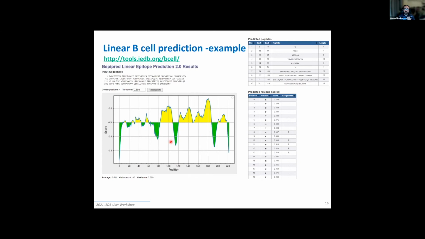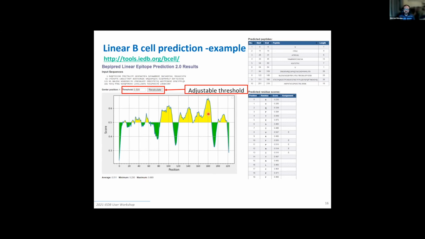So here I have the green ones. It's predicted as probably no epitope or a very low chance to be an epitope, and the yellow one has a higher chance to be an epitope. So possibly it is a predicted epitope. You have your threshold over here. You can play with that if you want to.